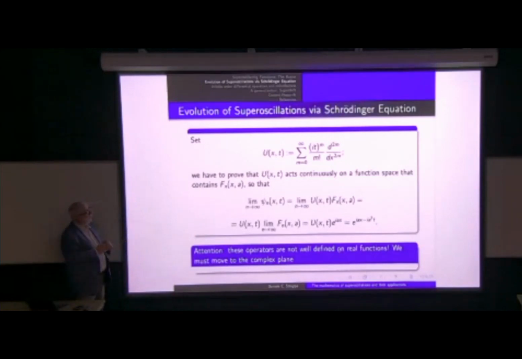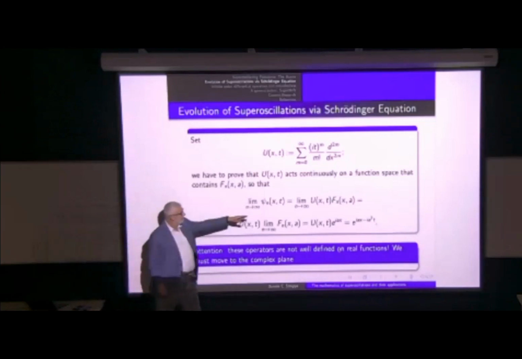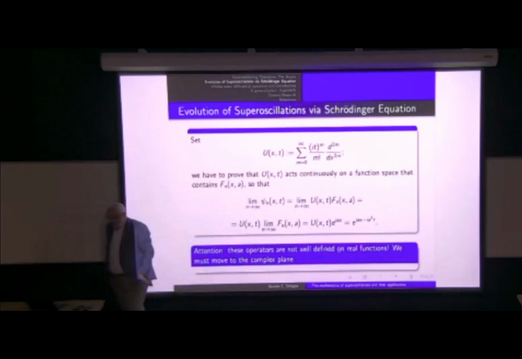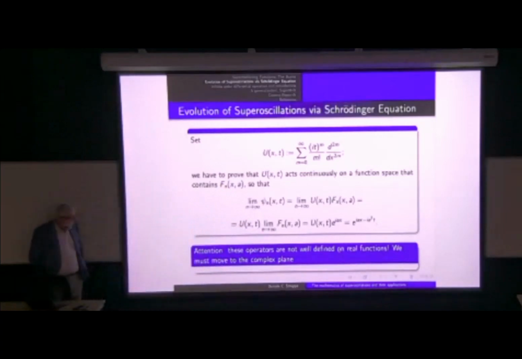And the question, though, is, can I do this switch? And even more important question, what is that operator? So here is where the theory of topological vector spaces will come into the picture.